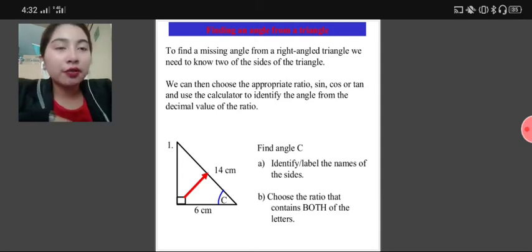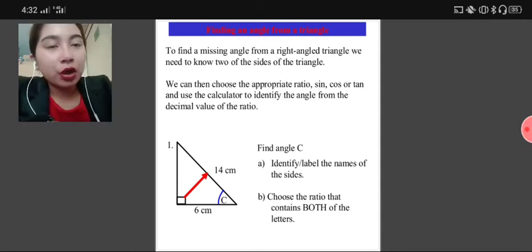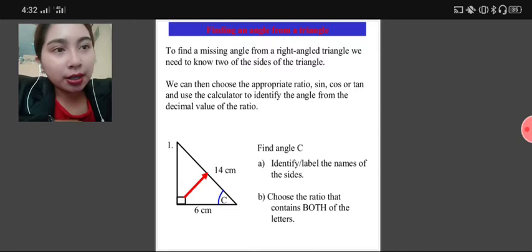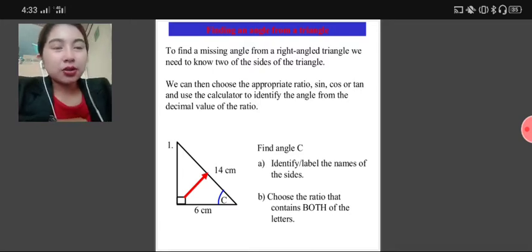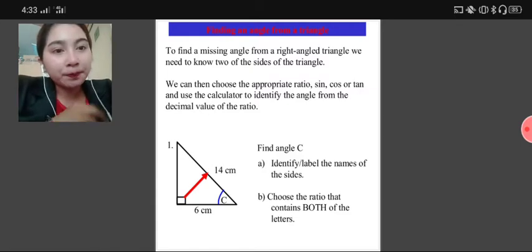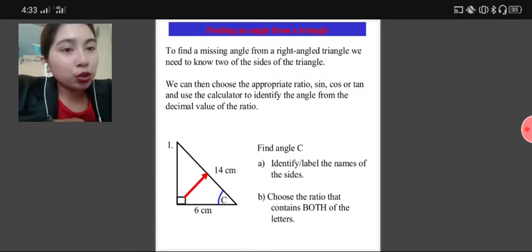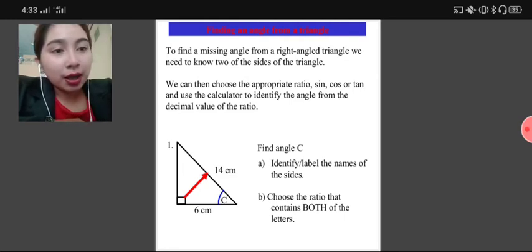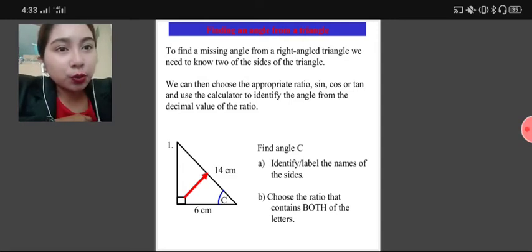So, dito na tayo sa finding an angle from a triangle. To find a missing angle from a right-angled triangle, we need to know two of the sides of the triangle. So, dito, masosolve natin siya pag alam natin yung two sides ng triangle, kung ano yung size niya. We can then choose the appropriate ratio, sine, cosine, or tangent, and use the calculator to identify the angle from the decimal value of the ratio.